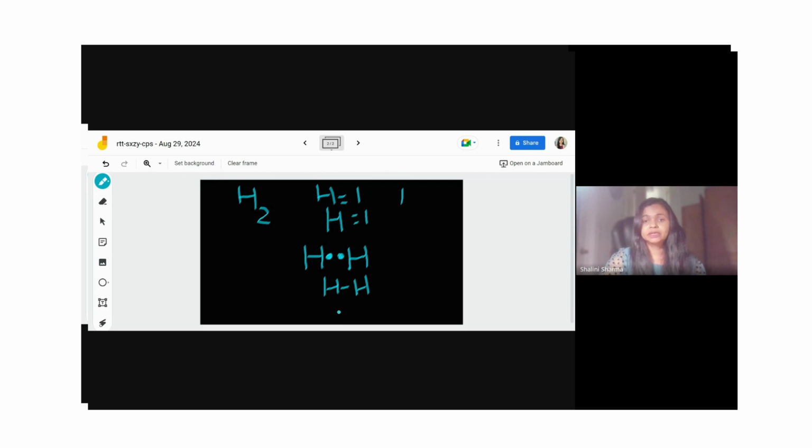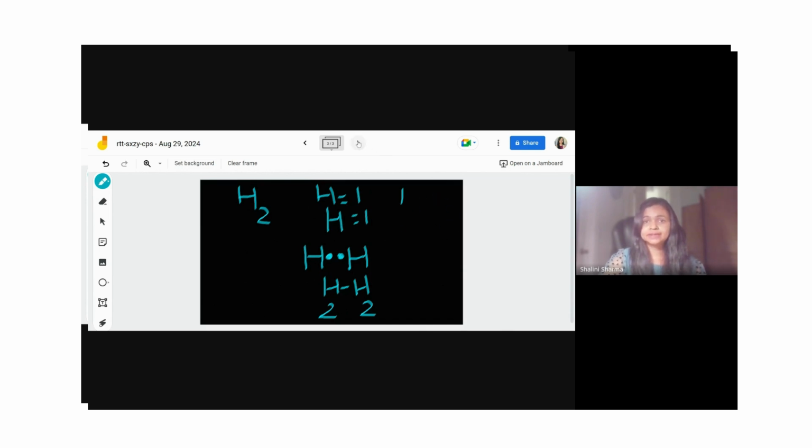Hydrogen becomes stable by having two electrons because its atomic number is 1. So there are exceptions. Hydrogen and helium become stable at 2, but helium is already a noble gas, so it doesn't require any bonding.